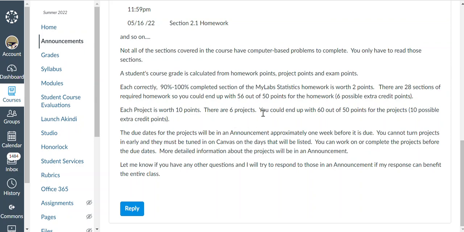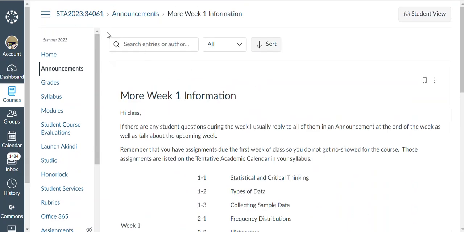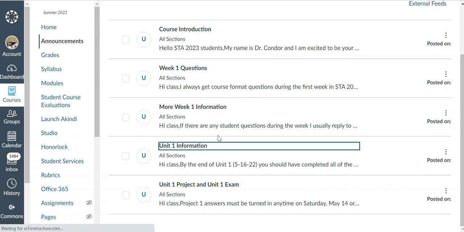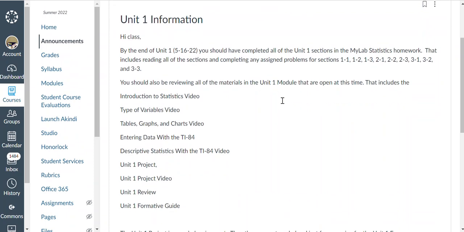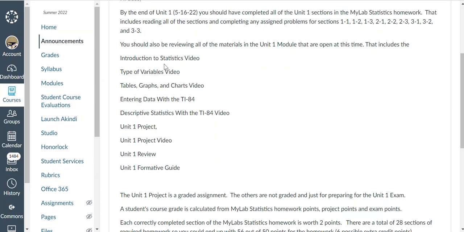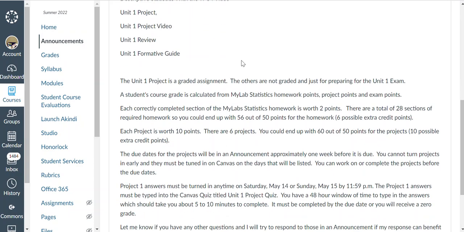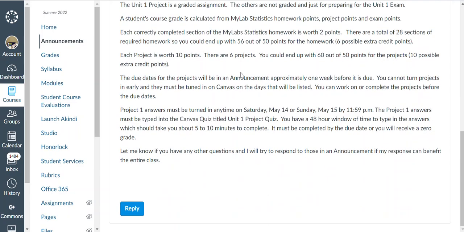So we're going to come back to that. And let's go back. And there'll always be announcements too about the assignments that are coming up. Other than the homework, you have the homework assignments. And these are the things that I put on Canvas to help you prepare for the project. And you'll see like Unit 1 project, there's a project video, and there's a review and a formative guide to help you get going on the exam. So I remind you of that. And again, talk about the grading and when these things are due.